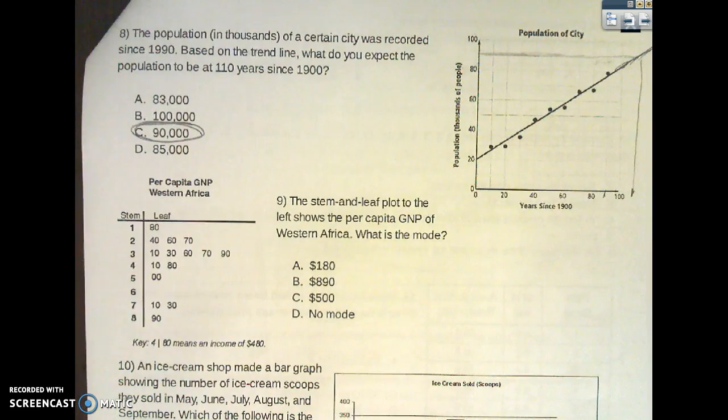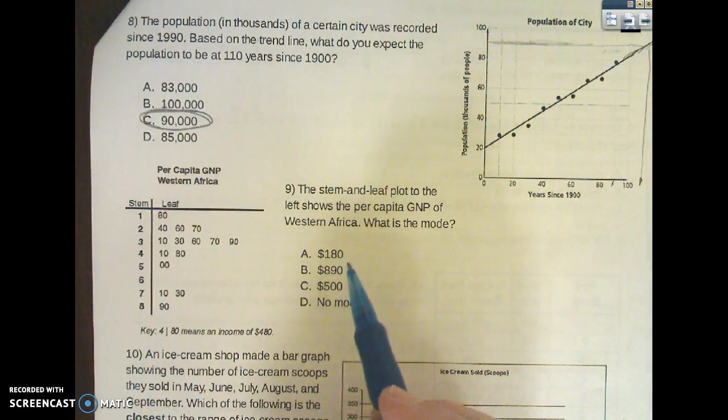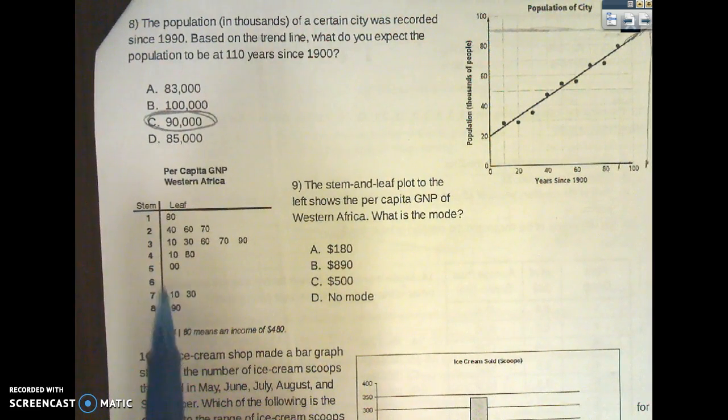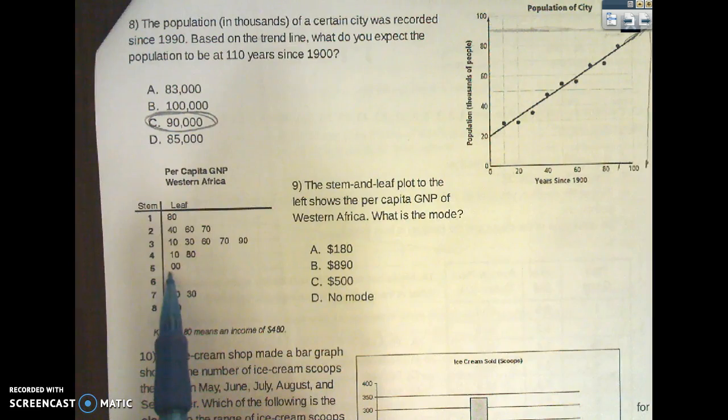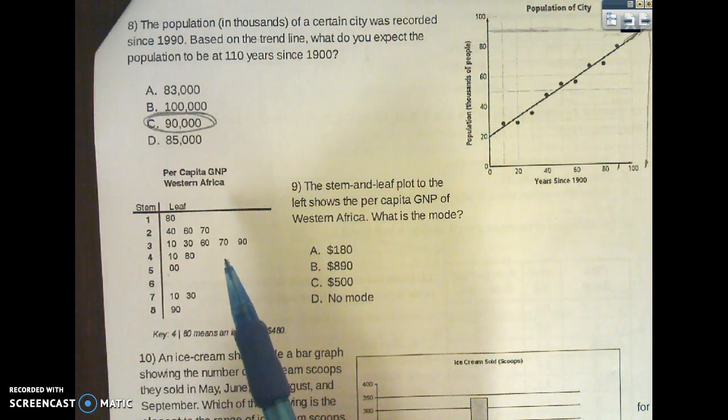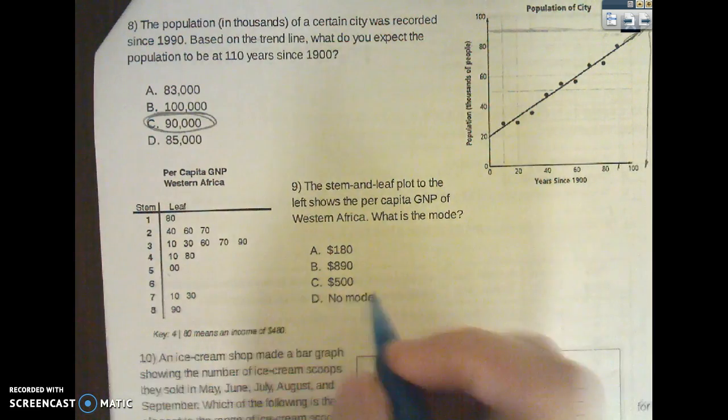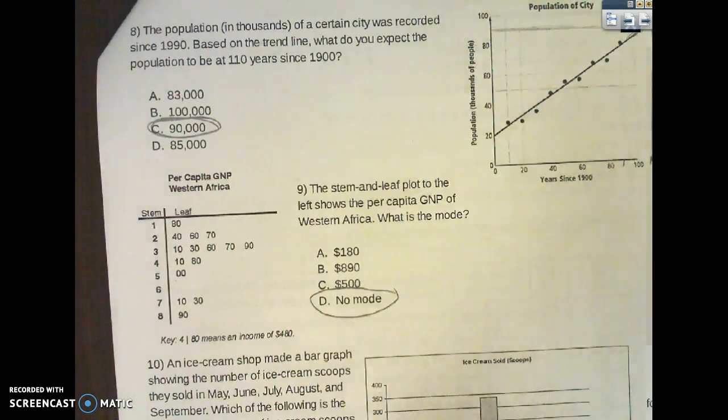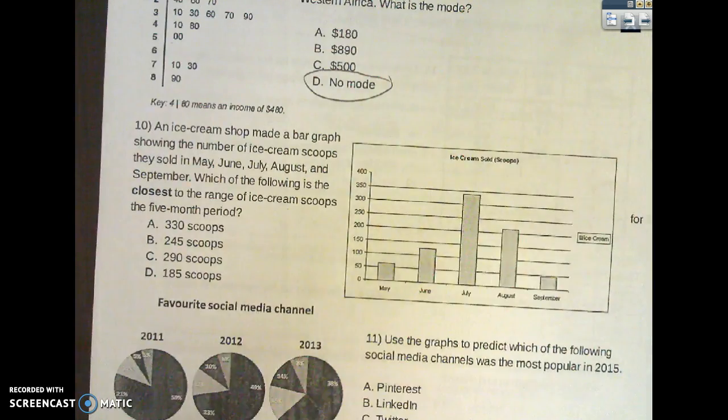Awesome. The stem and leaf plot to the left shows the per capita GNP of Western Africa. What is the mode? What's the number that occurs the most? Now, if I'm doing this, I'm looking at the answers first. 180 occurs once. 890 occurs once. 500 occurs once. So they all occurred one time. Nothing else has occurred more than once. If everything occurs once, there is no mode. It's okay to have no mode. That's all right. It's definitely a possibility.